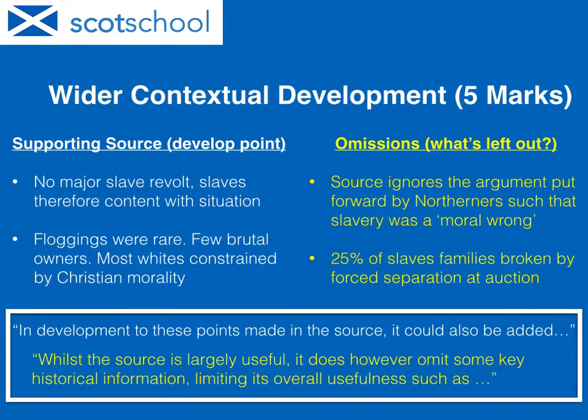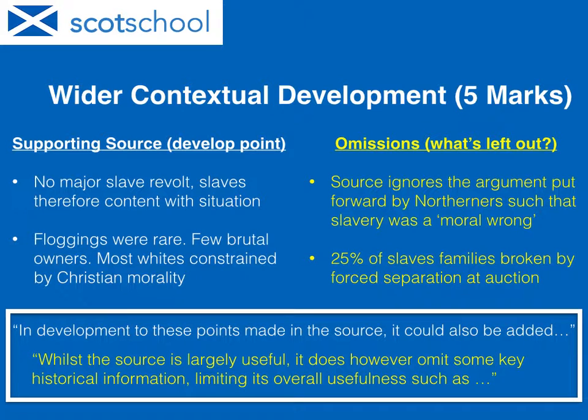The third part of the Evaluate the Usefulness questions is wider contextual development. Now this is all for 5 marks, and what you're trying to look for is trying to develop on what is actually said within the source, but also you can say what's left out and try and bring in new arguments which the source possibly hasn't considered. So a good way of doing that is trying to use some information that supports the source.